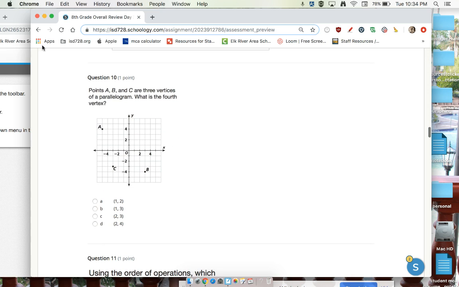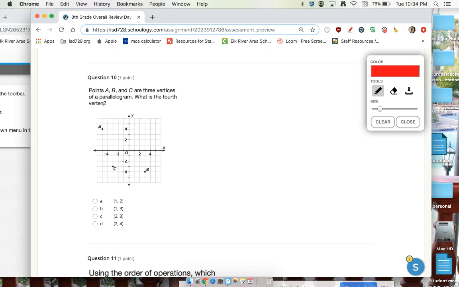Okay, number 10. Points A, B, and C are 3 vertices on a parallelogram. What's the 4th vertex? So that's the key word is parallelogram. Parallel means same slope as an 8th grader, what you need to know. So I need to find the slope from A to C and then work backwards to get my point over here. I'm assuming the vertex is going to be over here somewhere.